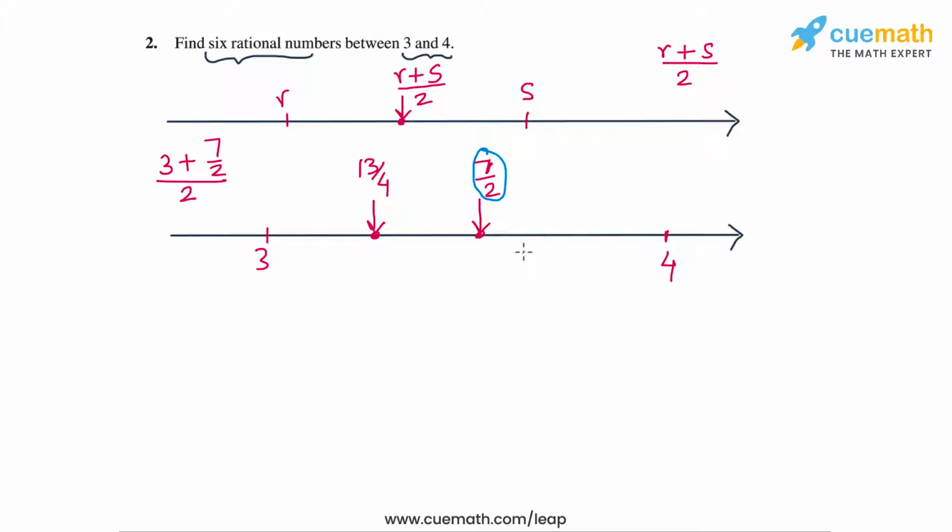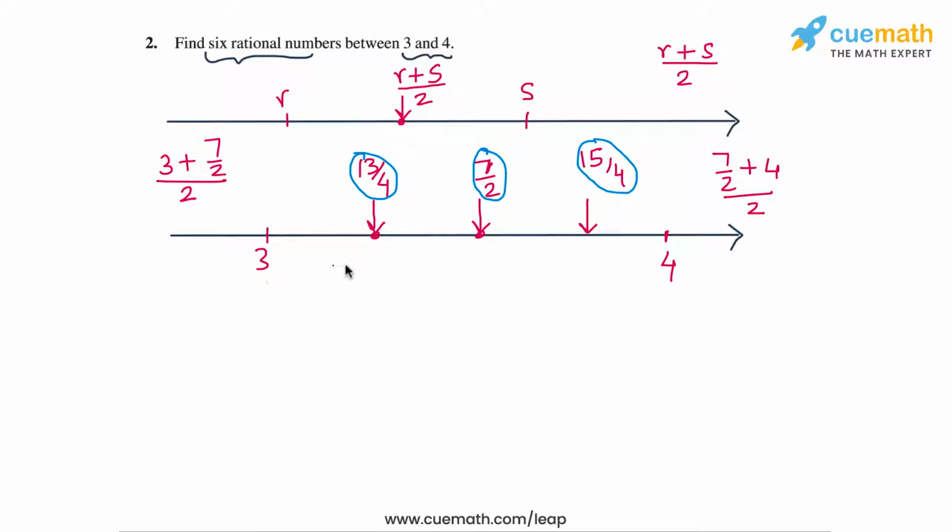And the midpoint between 7 by 2 and 4 will be 7 by 2 plus 4 by 2. So this will be 15 by 2 by 4 or 15 by 2 by 2 or 15 by 4. So the midpoint between 7 by 2 and 4 will be 15 by 4. So 13 by 4 and 15 by 4 are two other rational numbers that lie between 3 and 4. We still need to find 3 more rational numbers between 3 and 4.